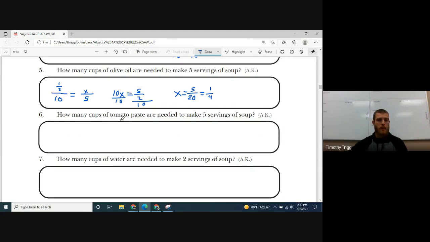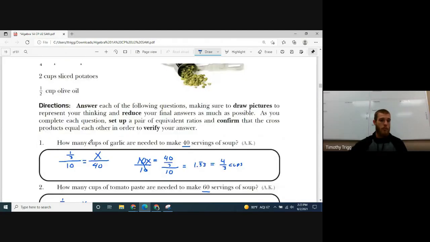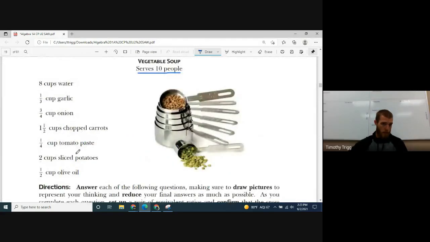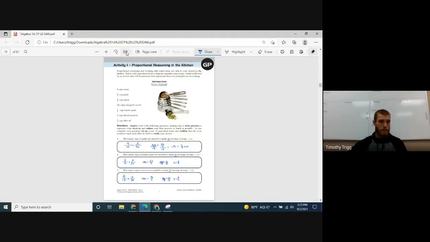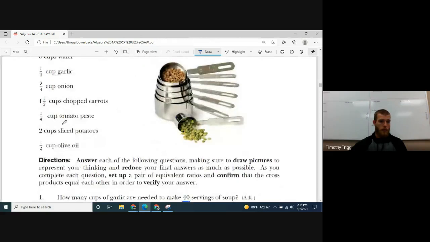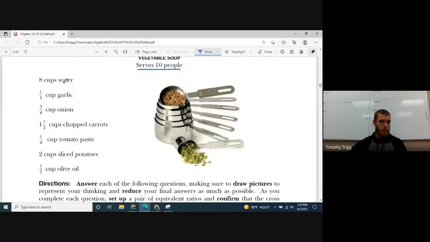How many cups of tomato paste are needed to make 5 servings of soup? So again, we are cutting the recipe in half. So originally we had 10 servings for the recipe, but now we only want 5 servings. And I want to know how much tomato paste. So for tomato paste, that would be 1/4 of a cup.